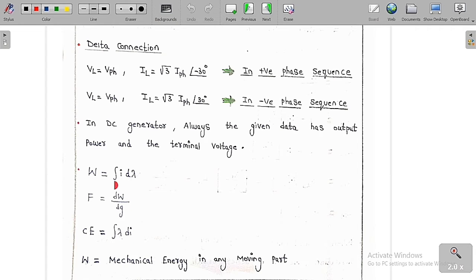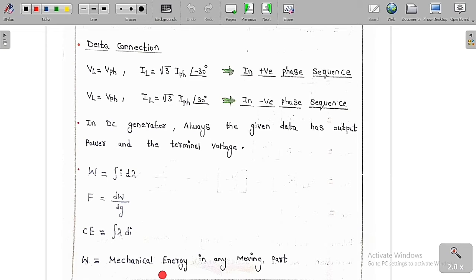It is the reverse of this one. So W is equal to integration of I into d lambda, C is equal to integration of lambda into di, and F is equal to dW by dg. Here W implies the mechanical energy in any moving part, lambda is the flux linkage, G is called the air gap, F is the mechanical force in any moving part, and C is the co-energy.